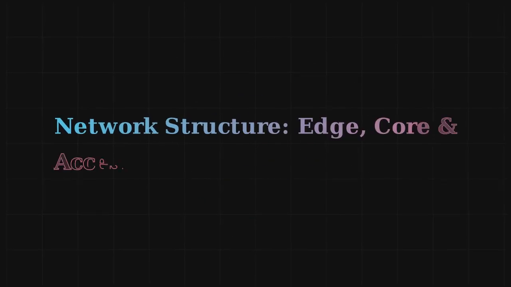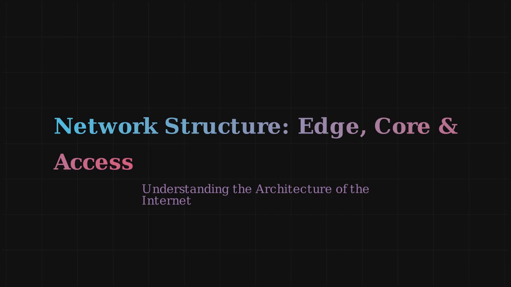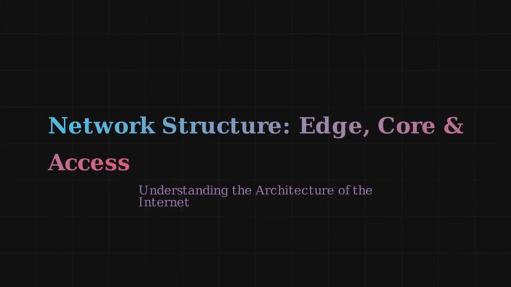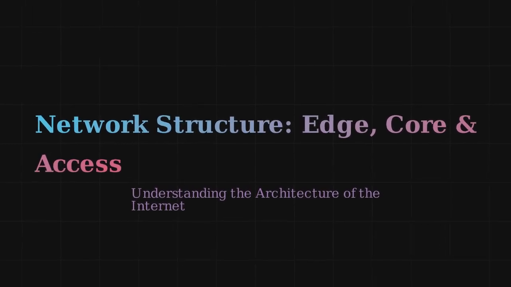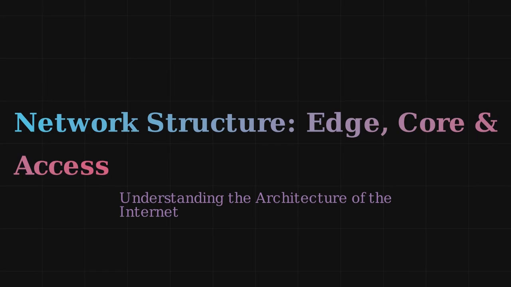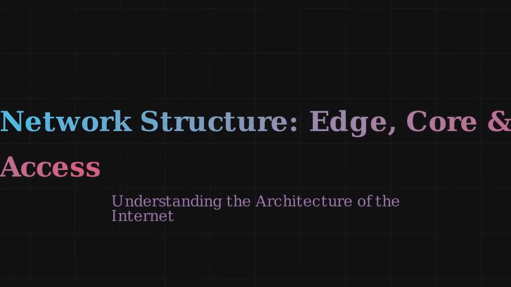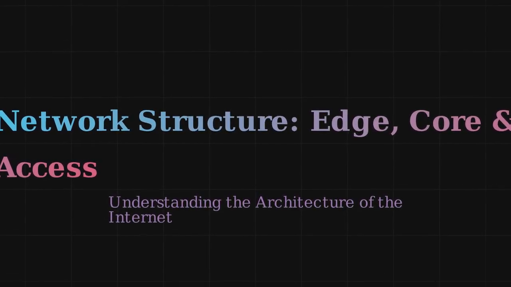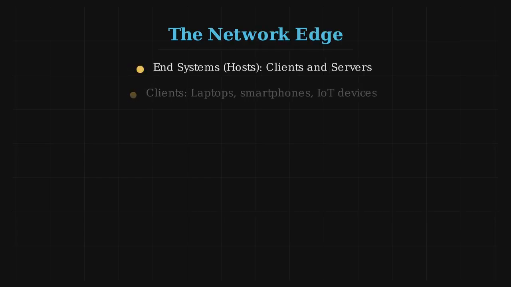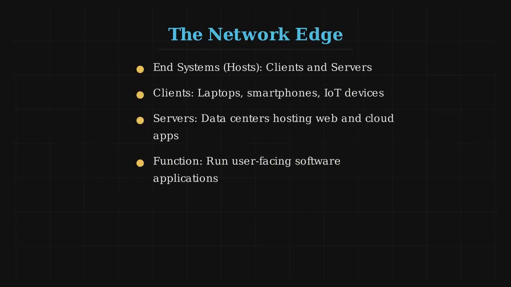Welcome to the physical structure of the Internet. Have you ever wondered how data moves from your device to a server halfway across the world? To understand this, we must break the complex global network into three main components: the network edge, access networks, and the network core. The network edge consists of end systems, the hardware we interact with directly.